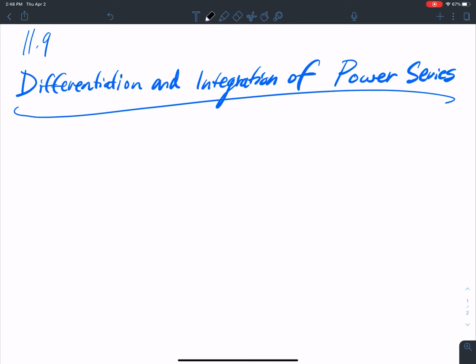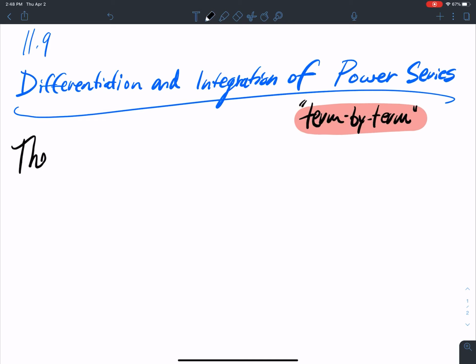Okay, so we're going to talk about section 11.9, differentiation and integration of power series. How do we do this? We do it term by term. Okay, so we're integrating term by term. We're taking the derivative term by term. So we can do this by differentiating or integrating each term individually.